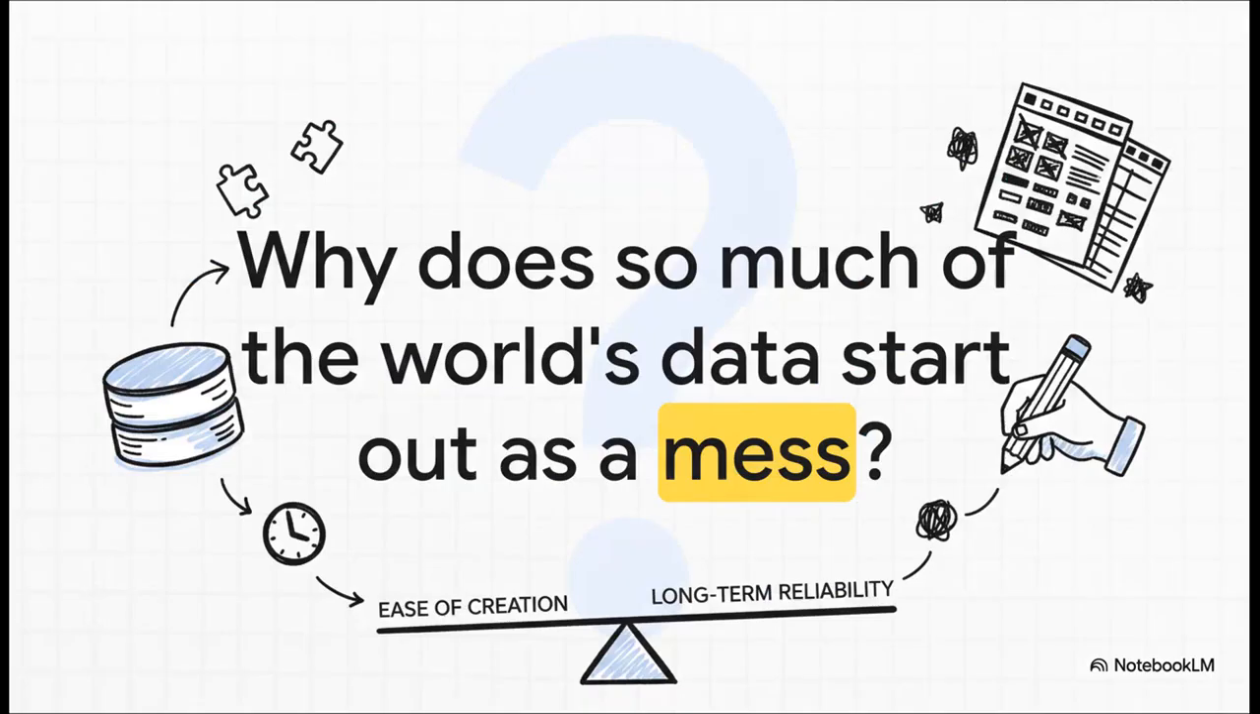Which leaves us with one final, big question to chew on. We've seen just how powerful and logical this clean, normalized structure is. So why? Why does so much of the data in the world start its life as a simple, messy spreadsheet? What does that tell us about the trade-offs we make between something being easy to start versus being reliable in the long run? Definitely something to think about.